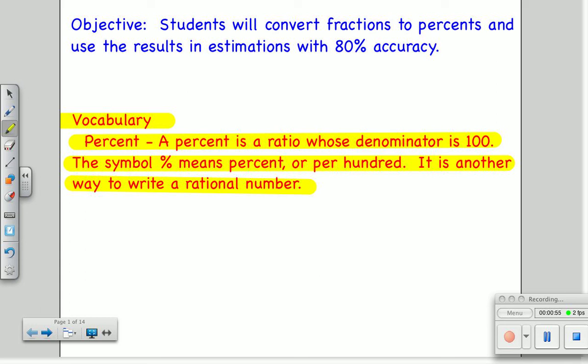So, percent. Well, think about it. 1 cent, if I have 1 cent, that means I have 1 penny. 1 penny is 1/100th of a dollar. So, per cent means per hundred. So that's why all percents are out of 100, because that's what the word percent means. Per cent, per hundred. So, we're going to write rational numbers, or fractions, with percents. Make sure you wrote down the vocabulary. We're moving on.